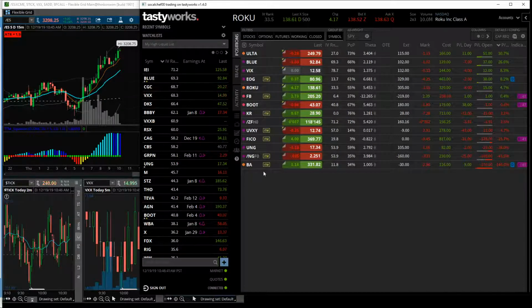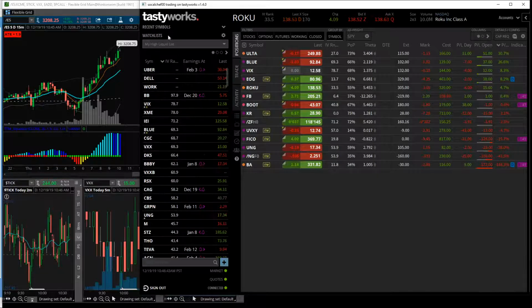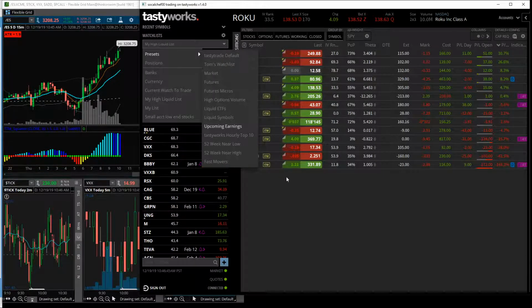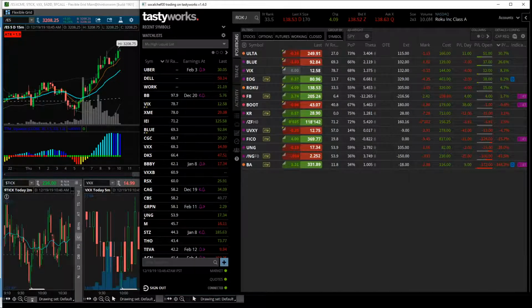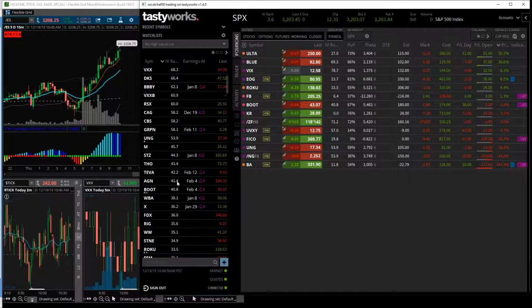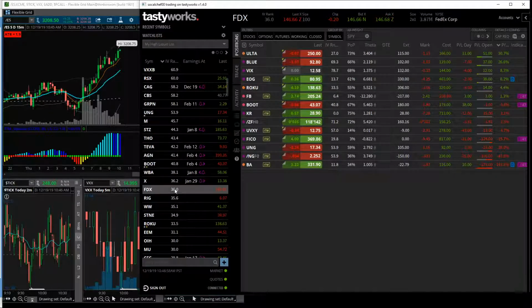Let me find an example that I can use. We'll go to SPX. Okay, so you see here, SPX IV is really low. Do we have anything with a high IV? There's not a lot of high IV anywhere. So FedEx is much better than the SPX was.